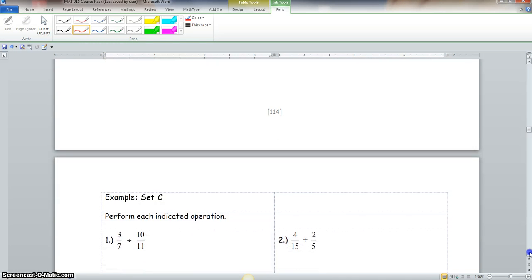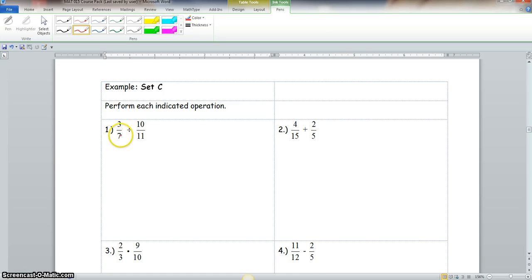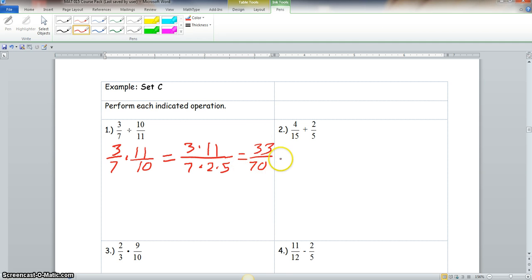Now, we go down here to exercise set C. Now, we had division. Okay, first thing, we would keep this first fraction the same. Division would become multiplication, and we'd take the reciprocal of the second fraction. Now we take the prime factorization of all of these factors. 3 is prime, 11 is prime. 7 is prime, but 10 breaks down to 2 and 5. We see here we have nothing in common. So 3 times 11 is 33, and 7 times 2 is 14, times 5 is 70. So that is your answer, 33 over 70.